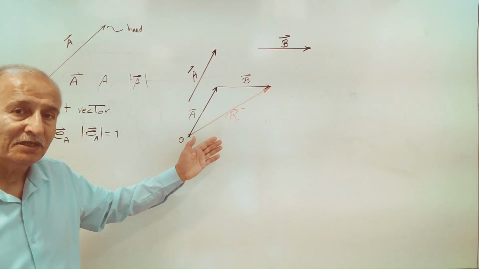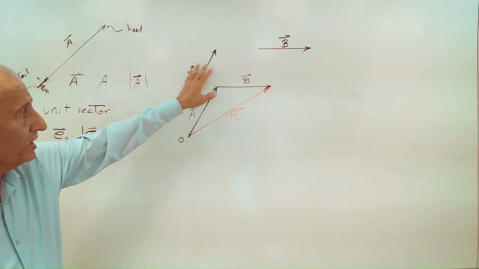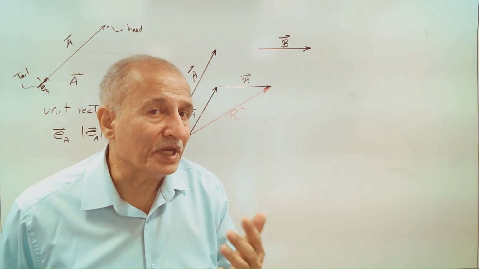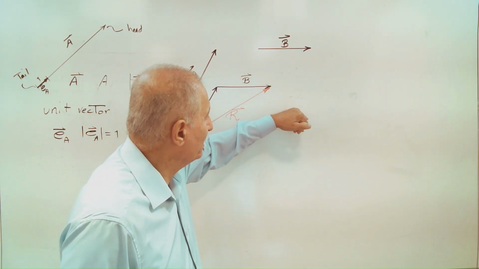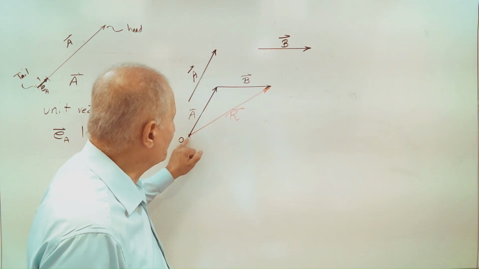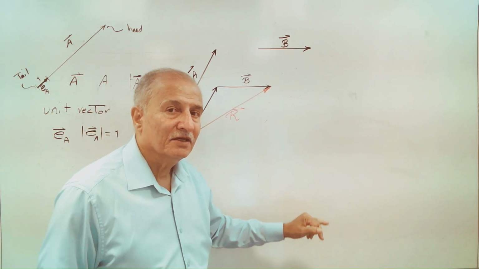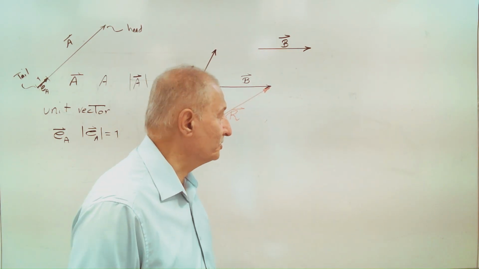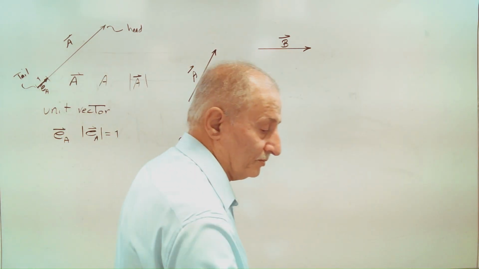And this method that I use, head to tail, may involve two vectors, maybe three vectors, maybe four vectors, it doesn't matter how many. You can add head to tail, head to tail, head to tail, and then the first tail to the last head shows the resultant. This is the triangle method.